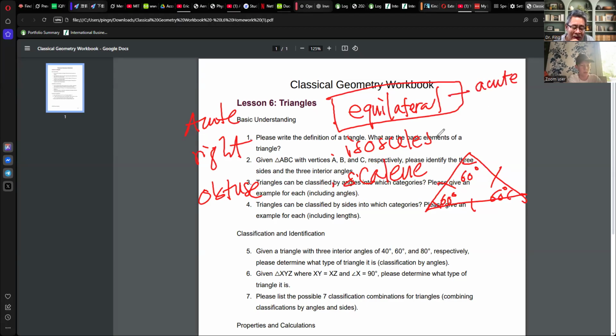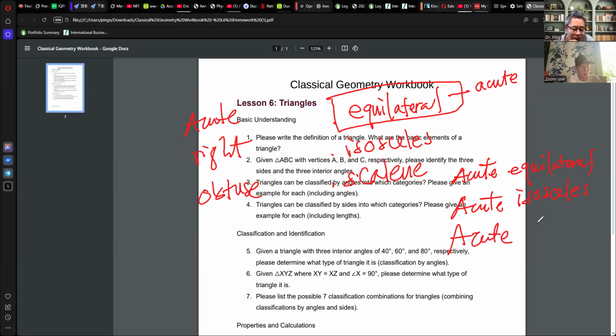That's why I only got 7 instead of 9. So we can actually list them out based on the angles. We could have acute equilateral, acute isosceles, and acute scalene.